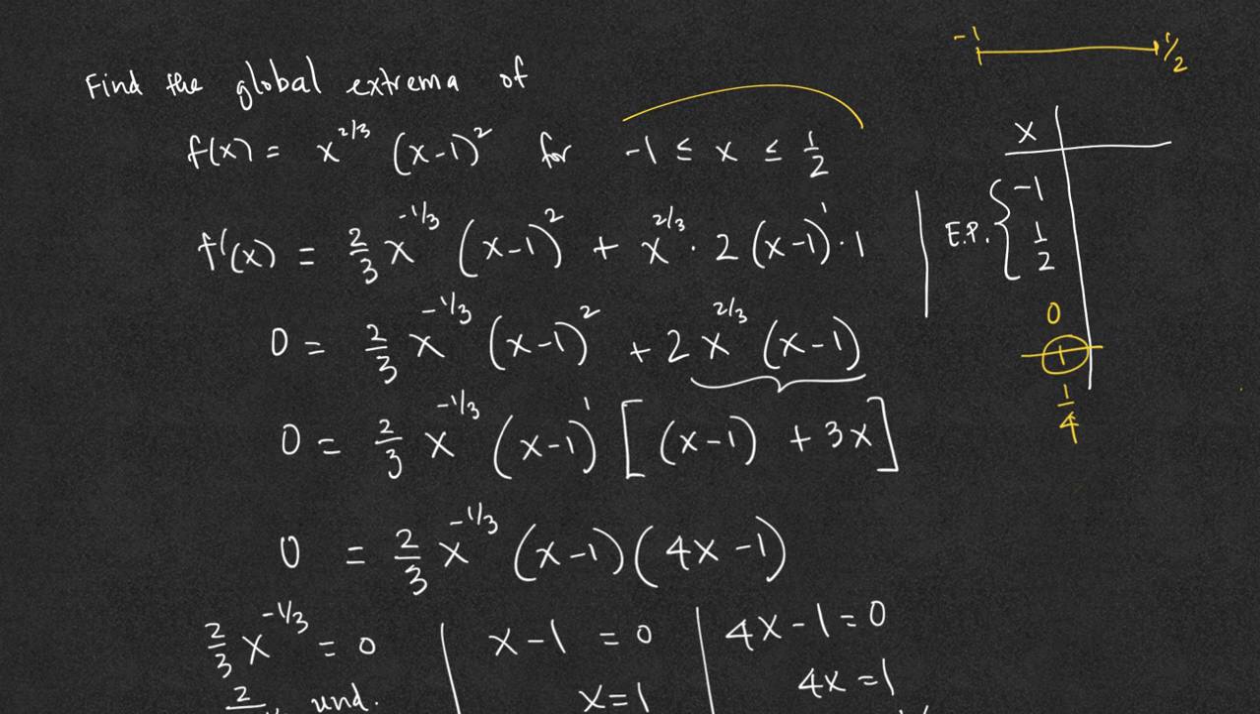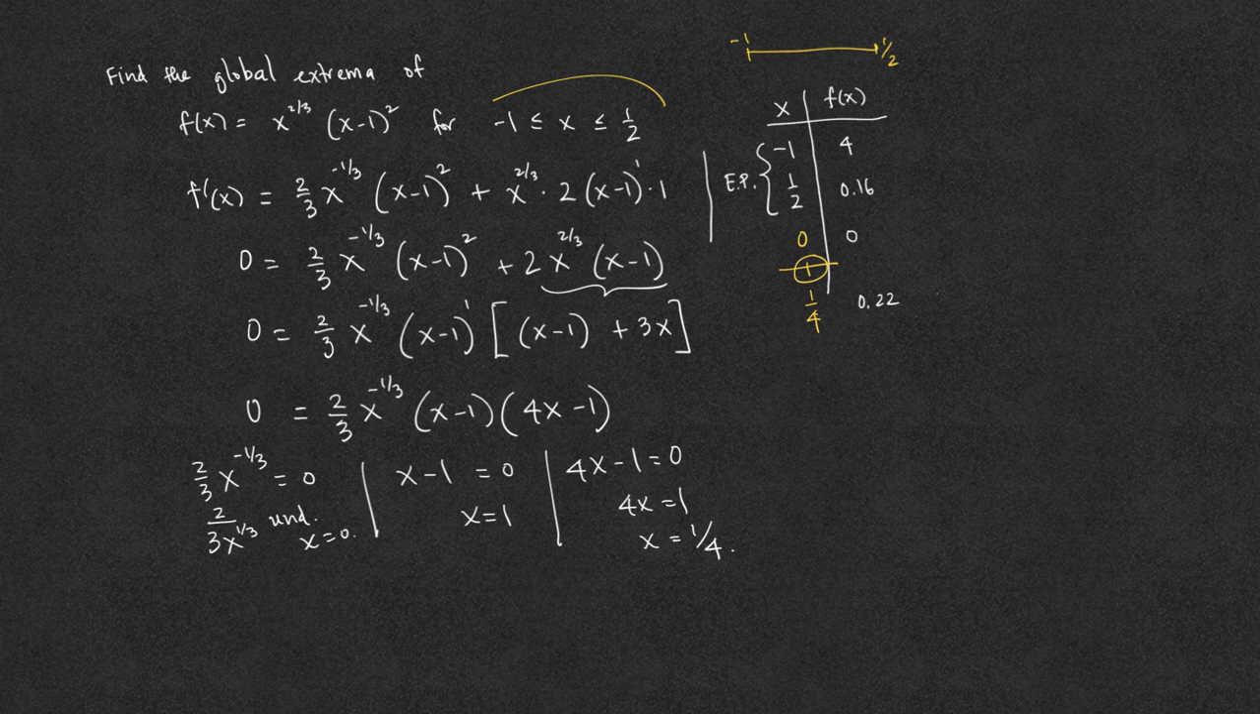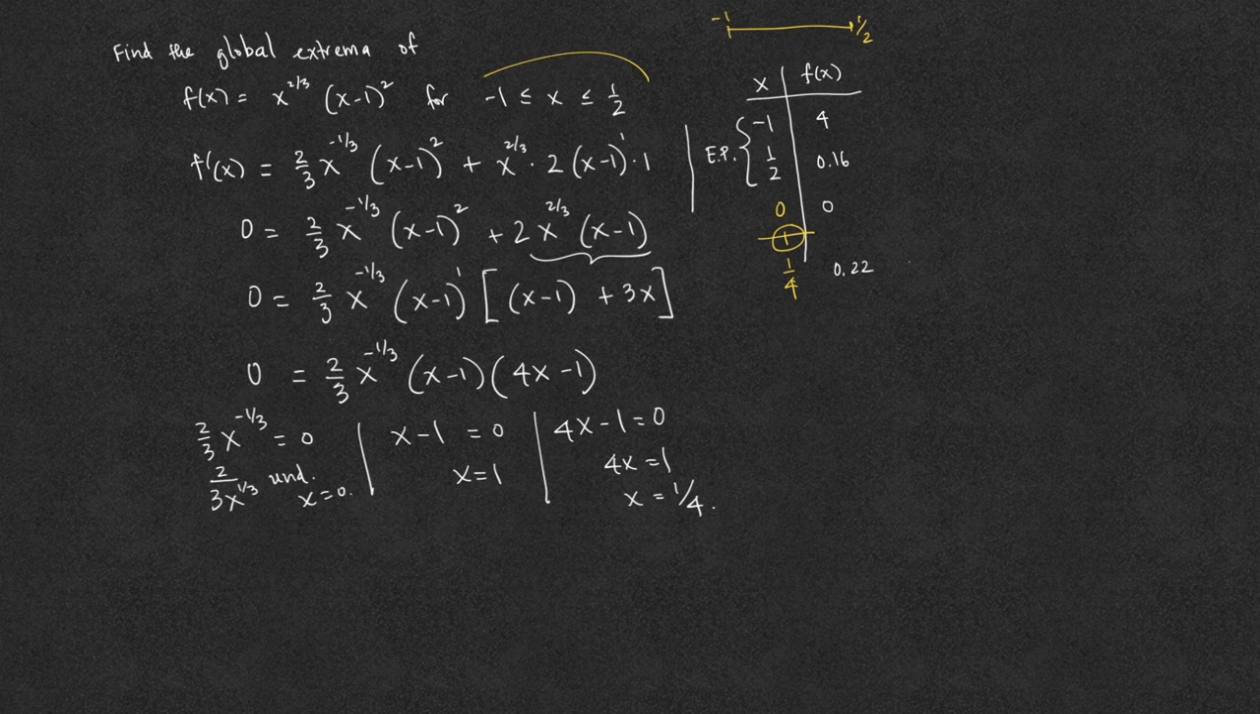We then plug these x values into the function f of x, which is the given function. f of -1 is 4, f of 1/2 is roughly 0.16 using the calculator. f of 0 is 0. f of 1/4 is roughly 0.22. The largest value from the list is the absolute maximum, and the smallest value is the absolute minimum.